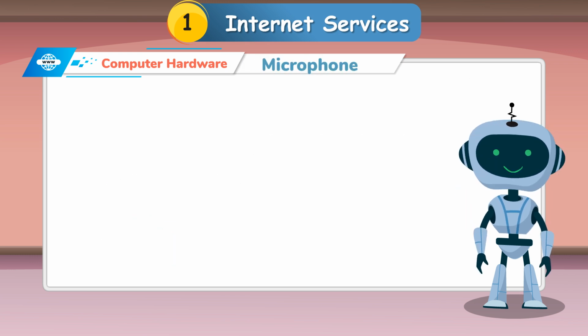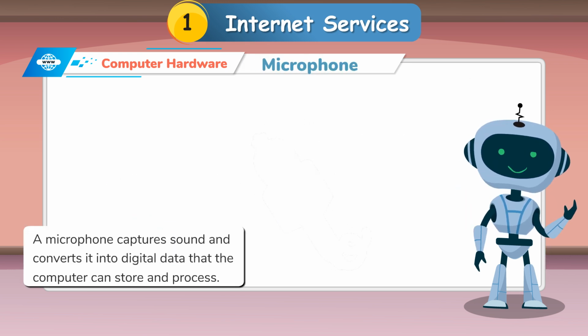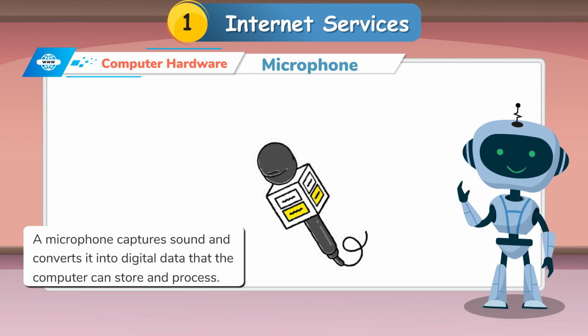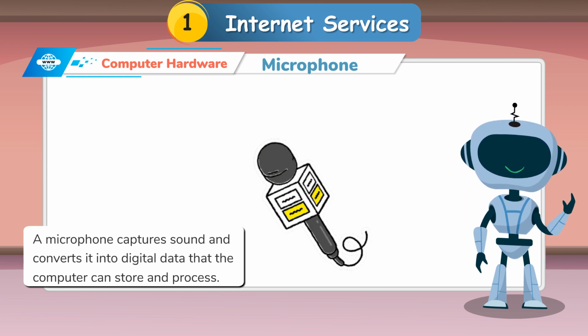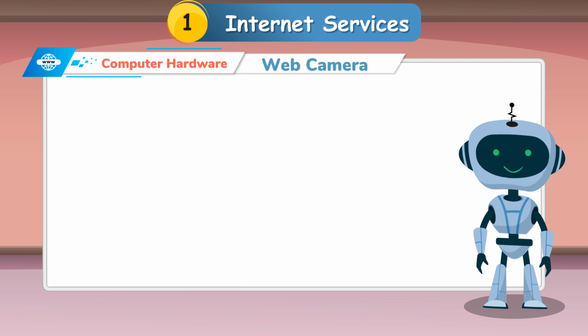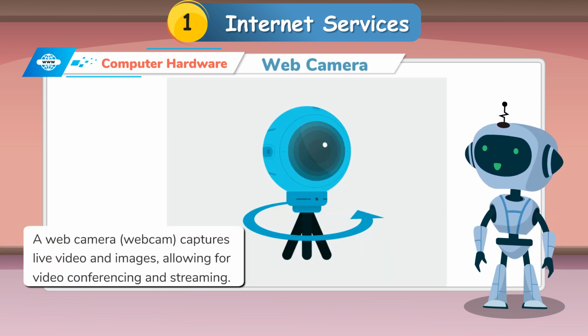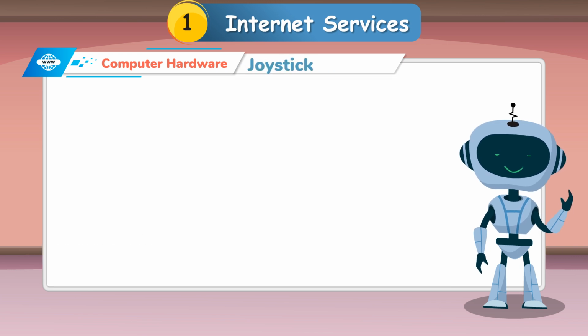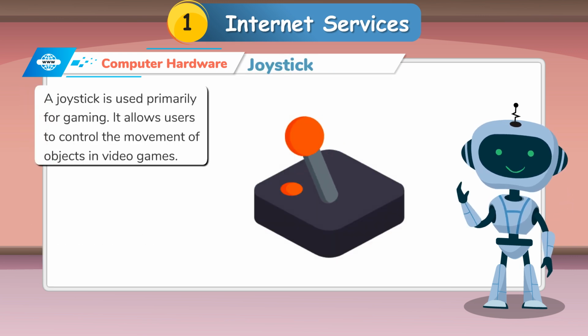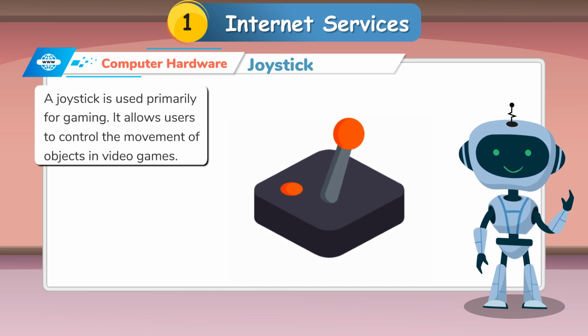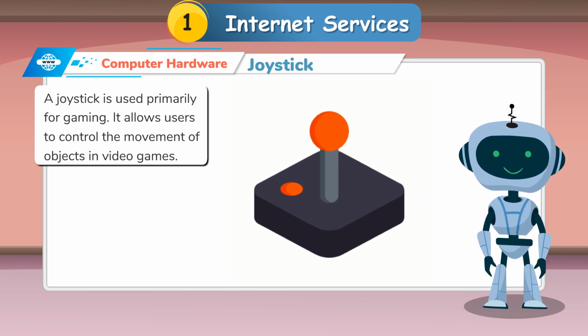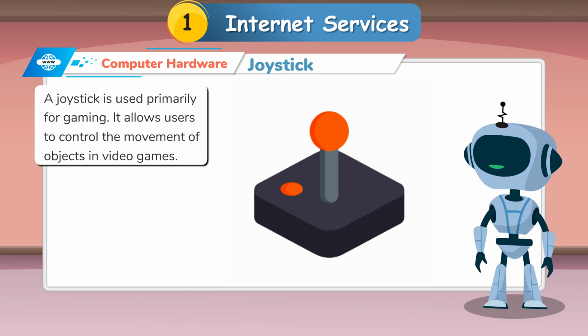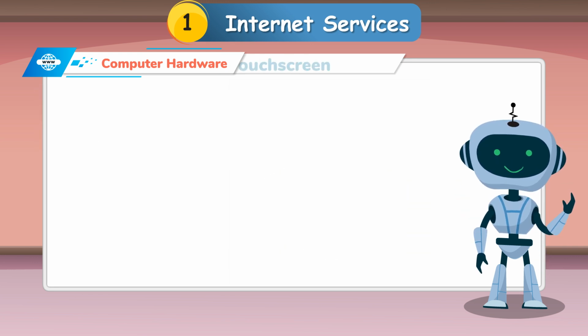Microphone. A microphone captures sound and converts it into digital data that the computer can store and process. Web camera. A web camera captures live video and images, allowing for video conferencing and streaming. Joystick. A joystick is used primarily for gaming. It allows users to control the movement of objects in video games.